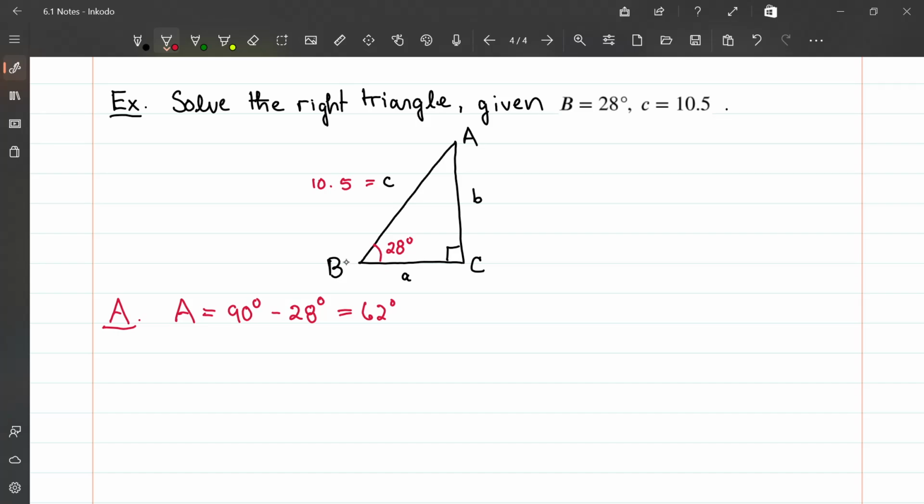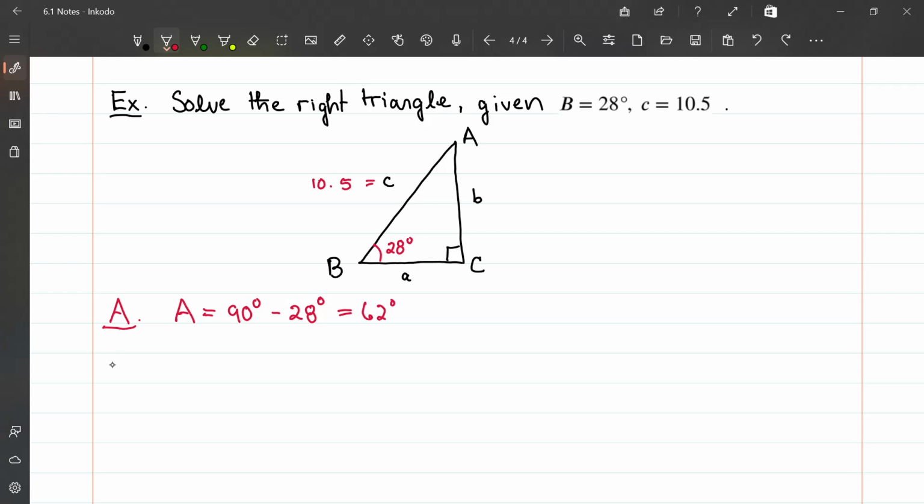Since I started out with big B, I may as well go ahead and figure out what little b is, so I'm trying to think. What information relates this side with length little b to the other information I've got? Well, I started with big B, the angle opposite little b, and the hypotenuse length little c. So what if I use the relationship of sine? Remember, sine is opposite over hypotenuse.